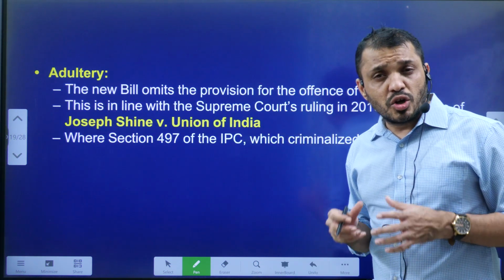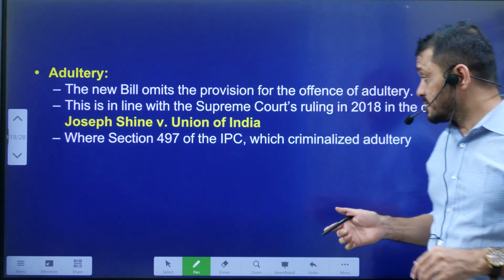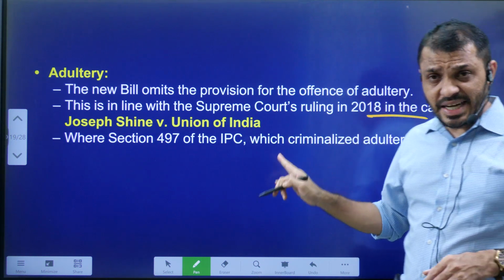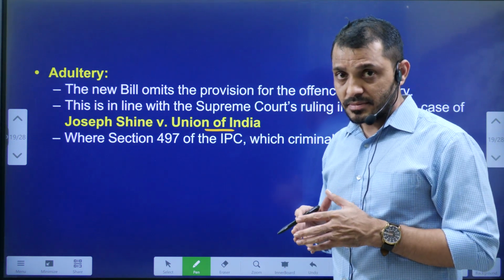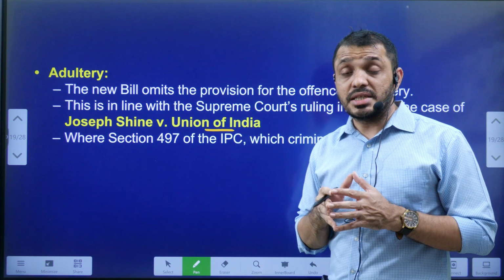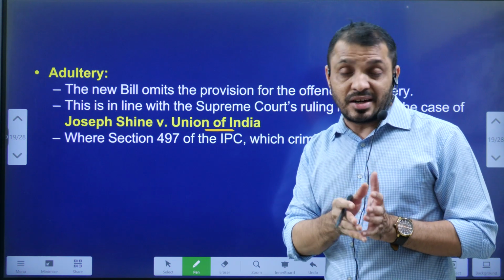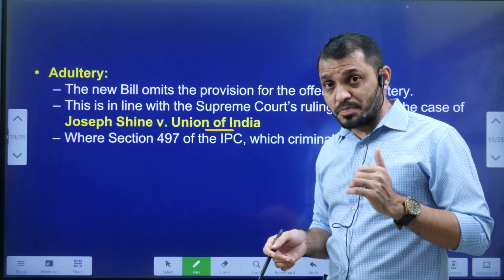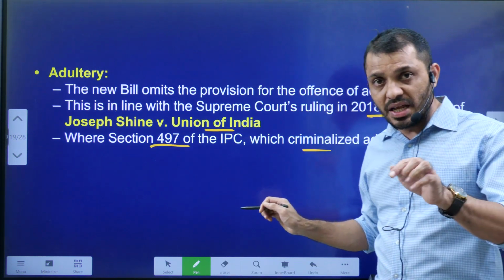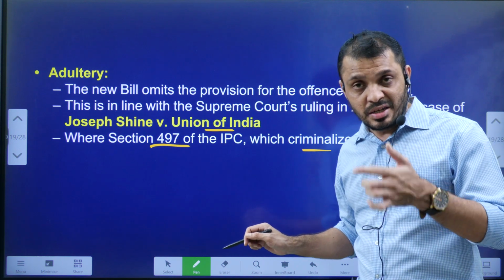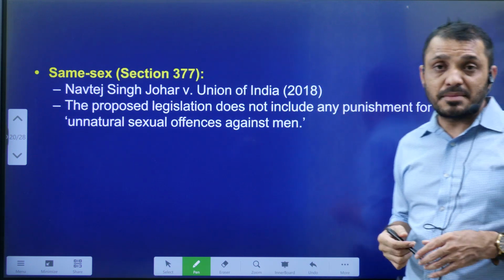Next, adultery. Previously the old IPC described adultery as a crime, but the Supreme Court in 2018, in Joseph Shine versus Union of India, clearly gave a judgment that adultery is not a crime, and it is a gender biased one. Adultery can be considered as a ground to take divorce, but it cannot be considered as a crime. That is the reason the Supreme Court struck down section 497 of the IPC. Now the new bill does not contain section 497 because the Supreme Court already clarified that adultery is not a crime.